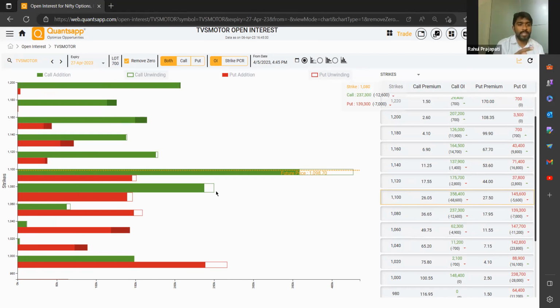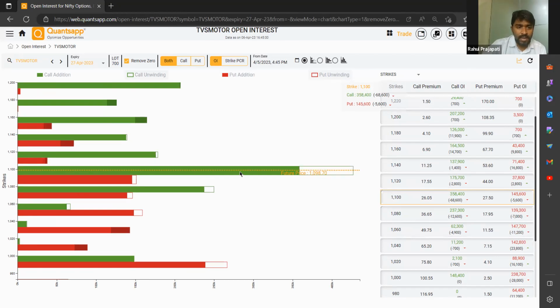Options chart means OI chart. Okay. So you can see that 1100 was the highest call option for TVS Motor. So these green and red bars are the call and put open interest. So if you see, if I just put my cursor on the 1100 call option, you can see the total open interest call, total open interest put. And in brackets, it's showing you the change. Right?